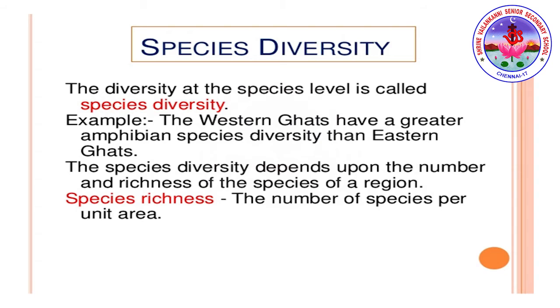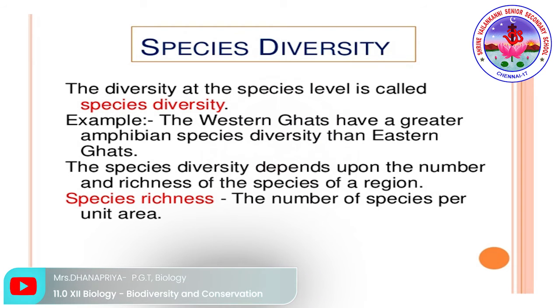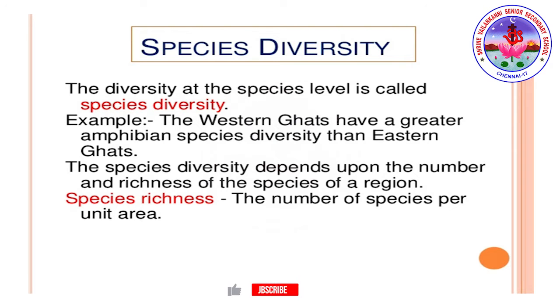Next we move on to study species diversity. The diversity at the specific species level is called species diversity. Example: the Western Ghats have more amphibian species diversity than the Eastern Ghats. So this will be one of the best examples for species diversity. The species diversity depends upon the number and richness of the species of a region. Species richness, the number of species per unit area, we call species richness.